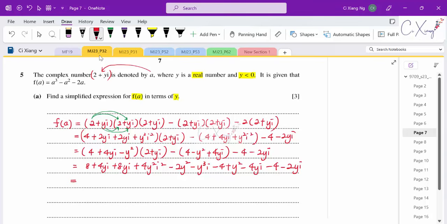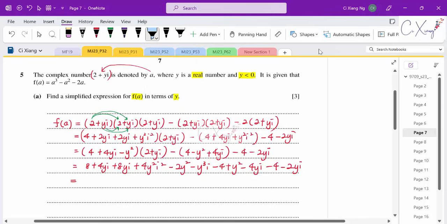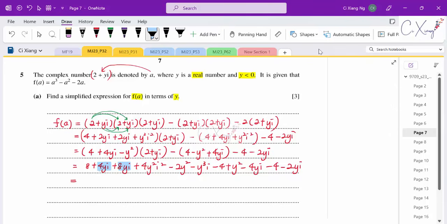Okay, so it looks like a very long expression here, so we slowly simplify it. Let's simplify the yi terms first. I have 4yi plus 8yi, which is 12yi, minus 4yi becomes 8yi, then minus 2yi becomes 6yi, right? So when I simplify, I'm having 6yi.